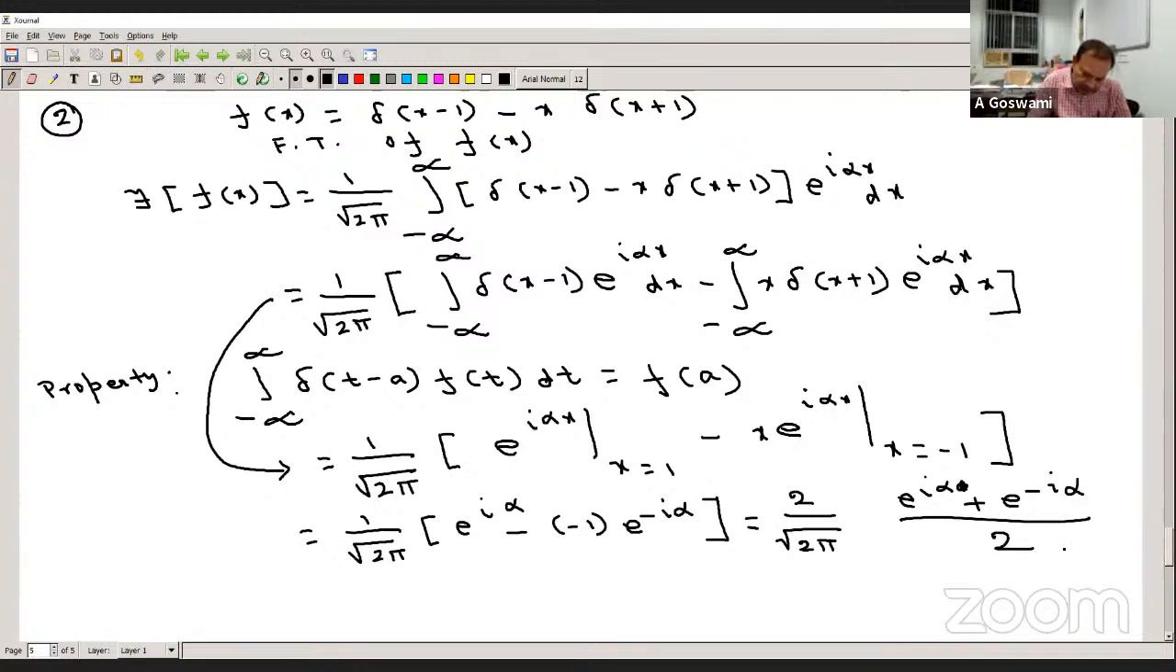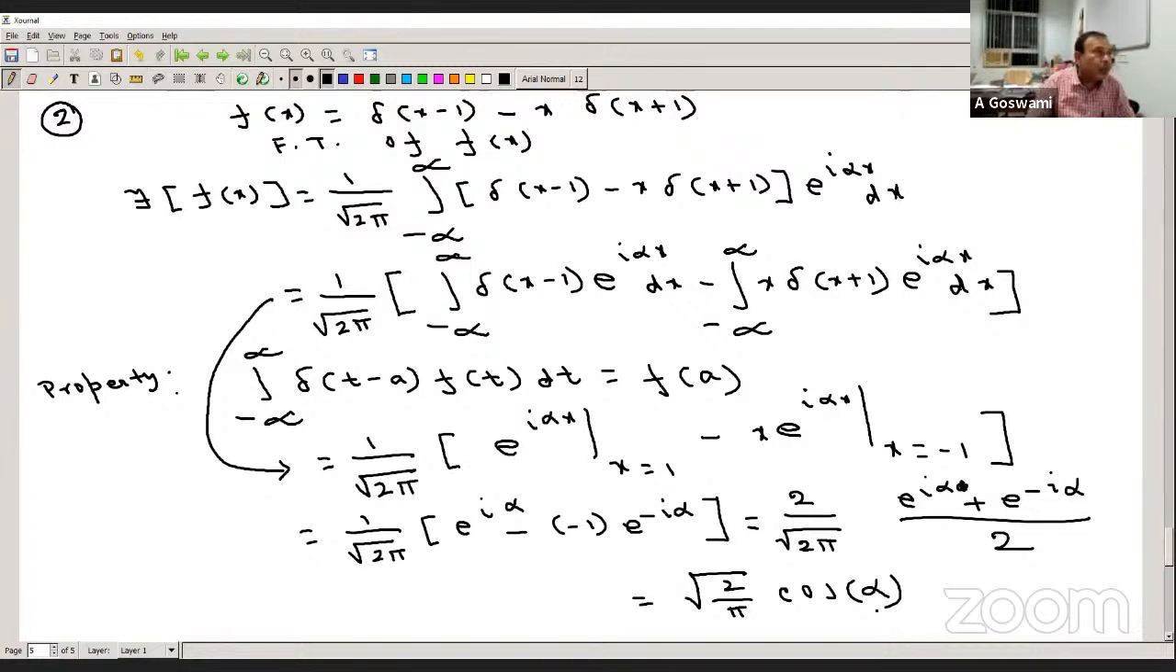So that is nothing but cos alpha. So the value becomes root over 2 by pi into cos of alpha. So the answer is: the Fourier transform of the function f(x), where f(x) is Dirac delta (x minus 1) minus Dirac delta (x plus 1), is root over 2 by pi cos alpha. I hope, Jayanto, you have understood this one.